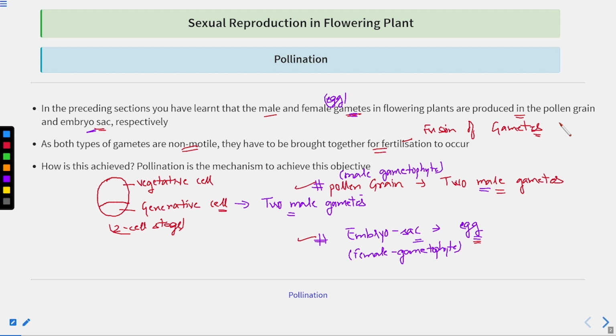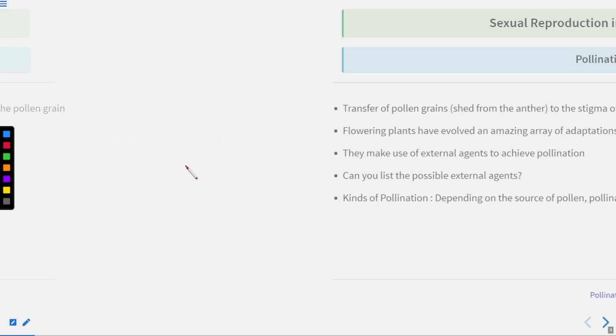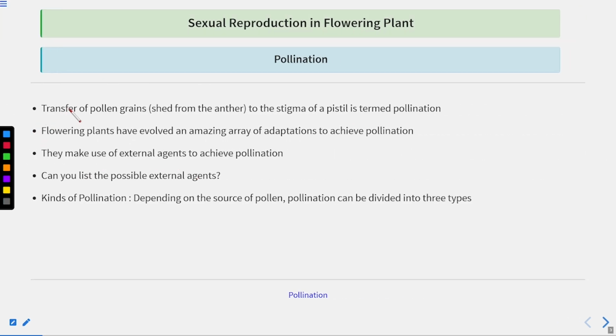So there is a requirement of the pollinators. How is this achieved? This is achieved by the mechanism known as pollination. And for pollination, there are a lot of agencies required. Some of them are abiotic, some of them are biotic. We'll talk about the abiotic and the biotic pollinators. Pollination is a mechanism through which the male and the female gamete are brought close to each other. The transfer of the pollen grains which are shed from the anther to the stigma of the pistil is known as pollination.